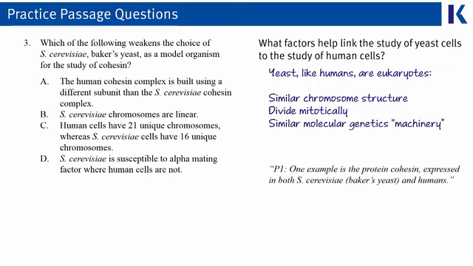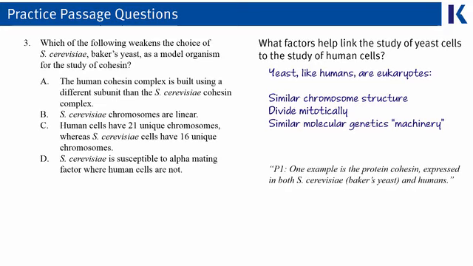Also, yeast cells and human cells should have similar molecular genetics machinery. That is, the molecules that are actually involved in the molecular genetics processes should be quite similar. So by studying cohesin in yeast, we can generalize or extrapolate conclusions to cohesin in humans as well.